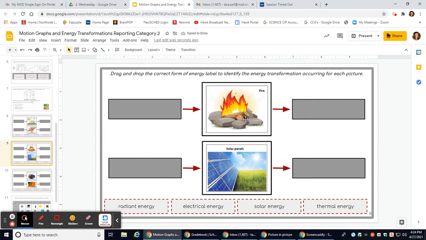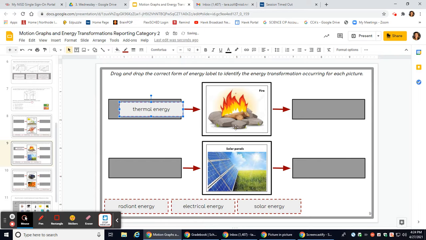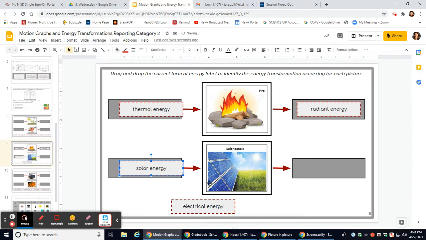So here we have a fire. So we want to look at thermal energy, because it's giving us heat. Okay, and then from the heat, we're going to get light energy, radiant energy. Here we have solar panels. Those solar panels from the sun's solar energy are going to give us electrical energy so we can turn on our lights at home.